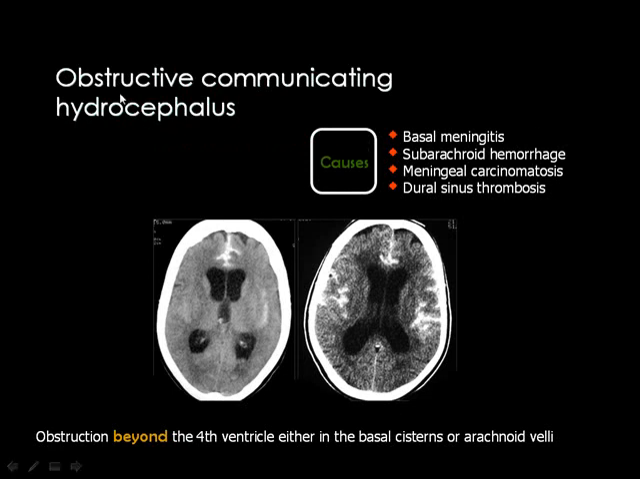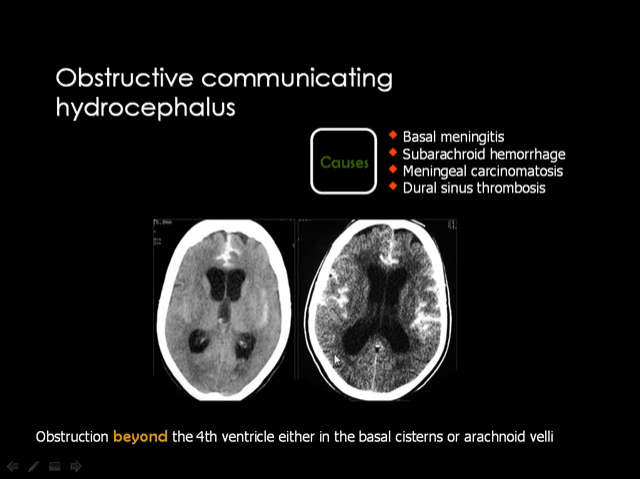Then we'll start the second issue, which is obstructive communicating hydrocephalus. The causes of this hydrocephalus are usually located in the subarachnoid space, including basal meningitis, subarachnoid hemorrhage, meningeal carcinomatosis, meningeal metastasis, and of course occlusion of the dural sinuses, which are the draining site for the CSF.